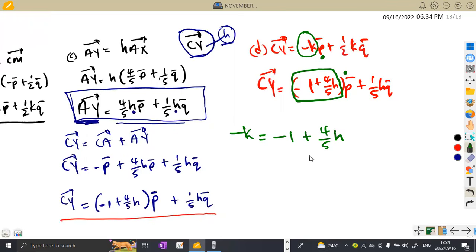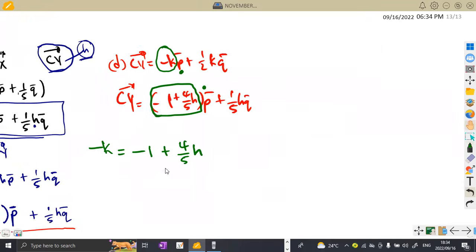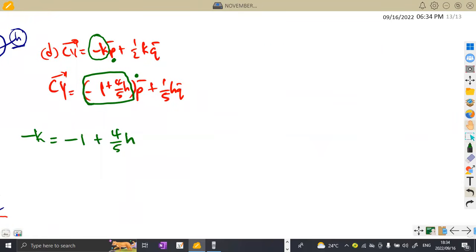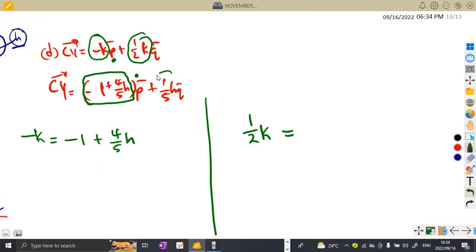So I have formulated an equation here. After formulating this equation, try by all means to at least simplify your equation, remove fractions. Okay, so I'm just going to leave it like this. We're going to simplify it further. Let us formulate another equation. Another equation, we are going to take it from Q. Take the coefficient of Q here, which is half K. So we're going to have half of K equal to, from this vector Q, what do we have? We've got 1 over 5H. So that's another equation. Okay, so we have got two equations.